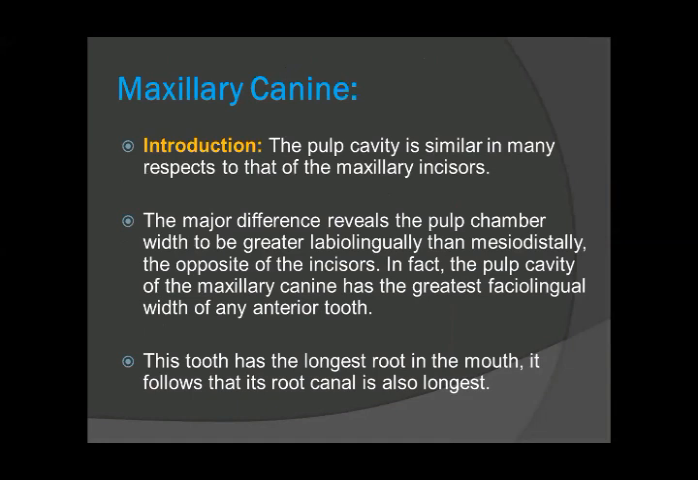Maxillary canine. The pulp cavity is similar in many respects to that of the maxillary incisors. The major difference is that the pulp chamber width is greater labiolingually than mesiodistally, the opposite of the incisors. In fact, the pulp cavity of the maxillary canine has the greatest facial-lingual width of any anterior teeth. This tooth has the longest root in the mouth. It follows that the root canal is also the longest.